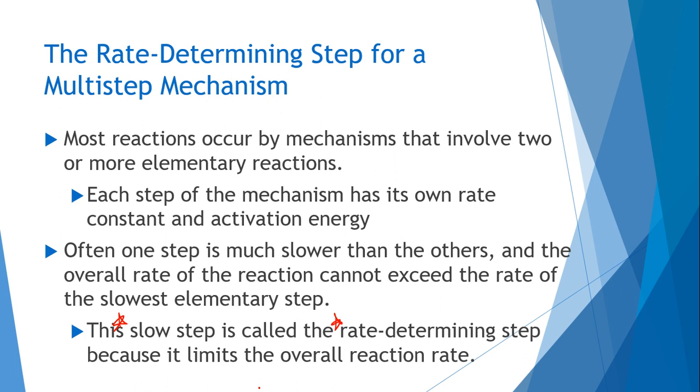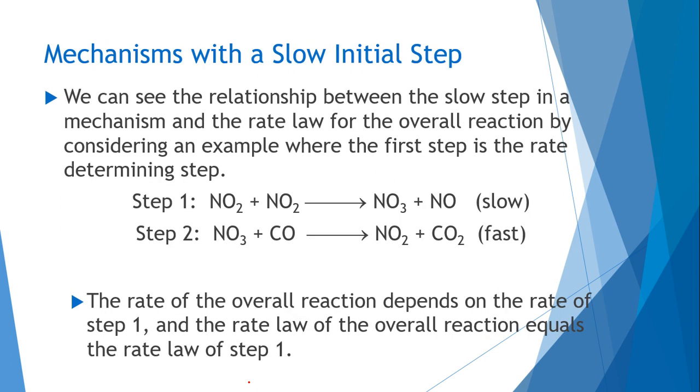Now, there are a couple ways where you're going to see this play out. I'm going to teach you when the slow step occurs first, and then on the next lesson, I'm going to teach you when it occurs second. So again, we're going to focus on the easy one today. It says mechanism with a slow initial step. So again, this is when your slow step is first. Tomorrow, we will look at when your slow step is not first.